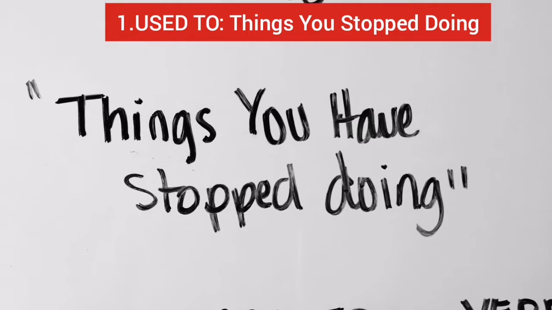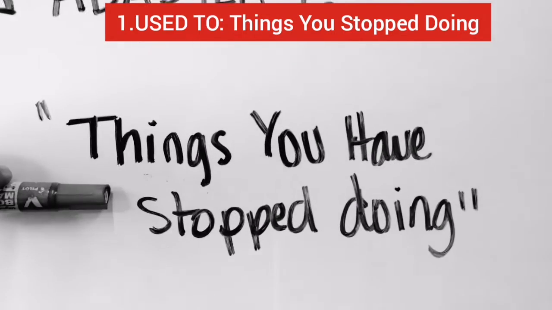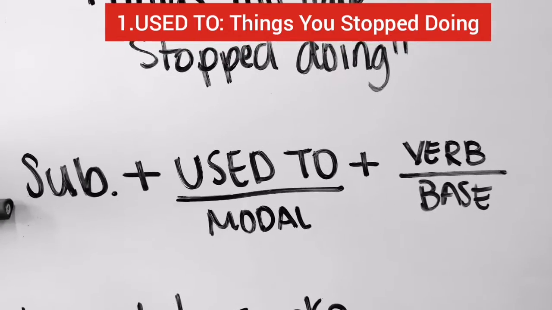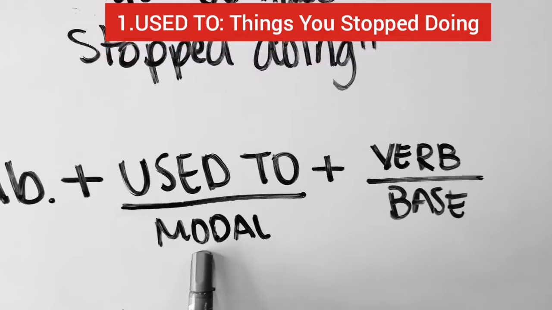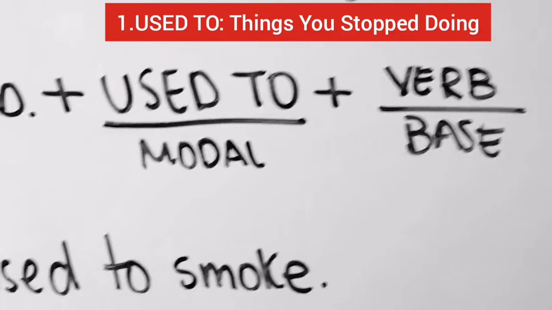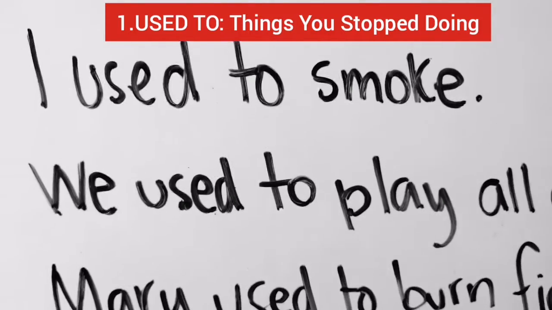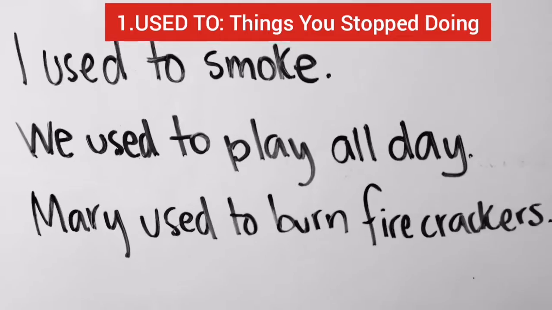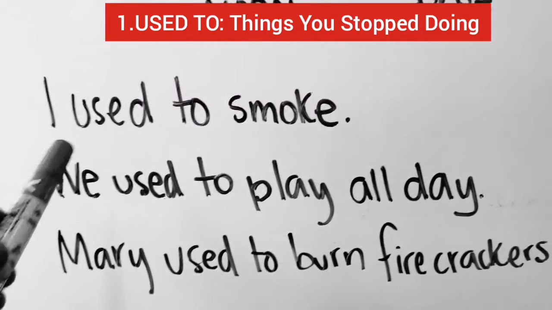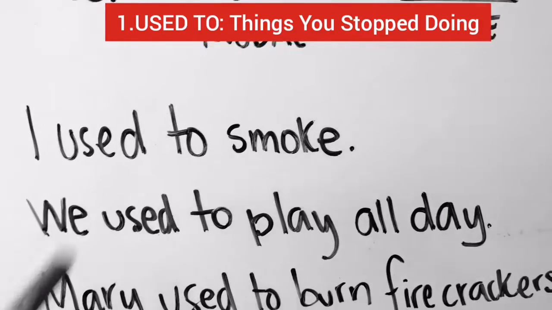The concept is very clear. Things that you have stopped doing, you don't do them anymore. This will involve the use of the simple past. To structure an affirmative sentence, you start with the subject, use used to as the modal verb, which means that you're going to use the verb in the base form. An example of this would be, I used to smoke, we used to play all day, Mary used to burn firecrackers. If you want something similar in Spanish, used to would mean solía.